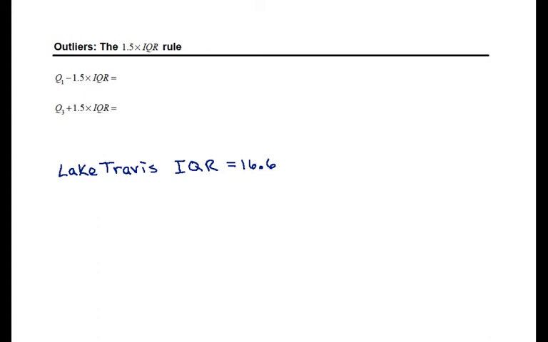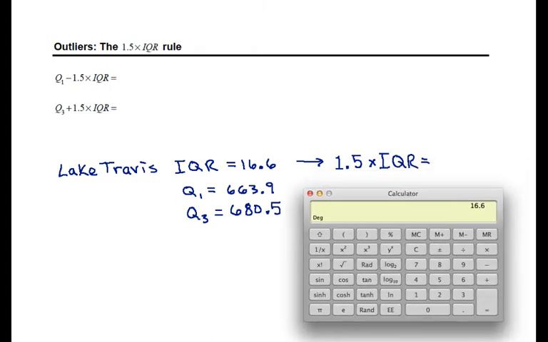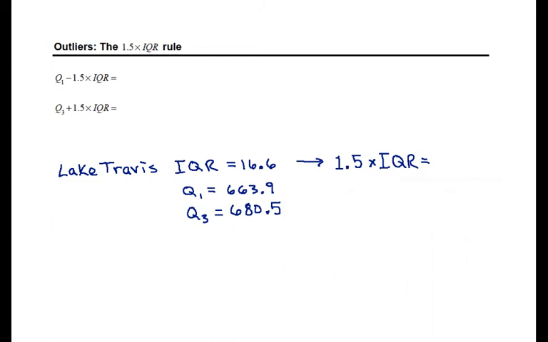We also found that our Q1 was 663.9 and our Q3 was 680.5. To do this, I would first find 1.5 times the IQR because I'm going to use it twice. It makes sense to just find it once. A calculator is helpful for this. We've already got 16.6 in here. I'll multiply that by 1.5 to get 24.9.